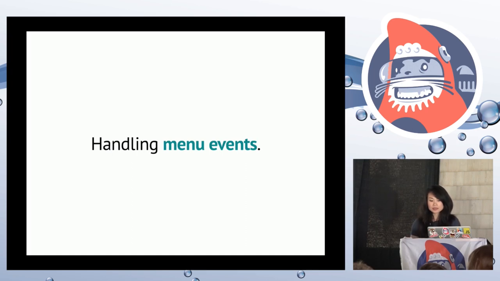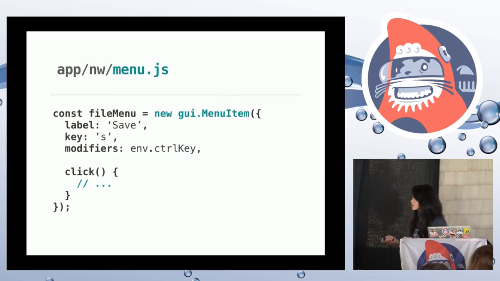Since I'm mentioning menus, let's see how we can go about handling menu interactions. In NW.js, the way that you would create a menu item is by doing a new GUI.MenuItem. This is API that comes from the native UI module we saw earlier. A menu item takes a label, it takes some keyboard shortcuts, and it also takes a click handler. This is where you define whatever you want to do when someone clicks on the menu.